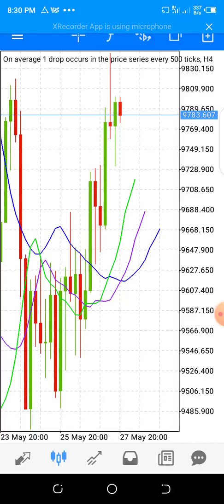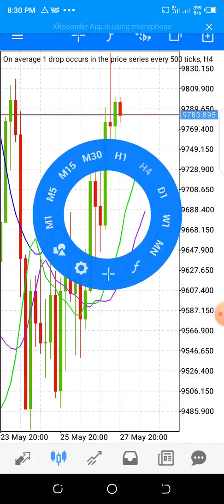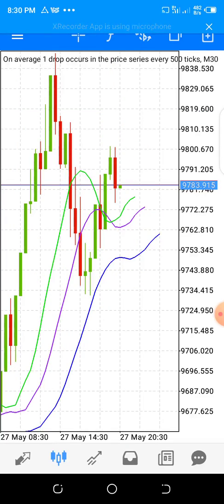1 hour is also what? Above. But look at the candlestick. It is what? A bearish. This is a bearish candlestick, not a bullish candlestick. So that should give you a confirmation. The M30 is telling you what? A bearish, but this is a false entry.